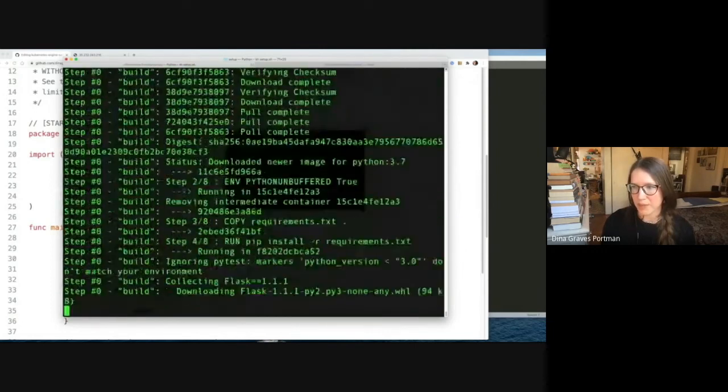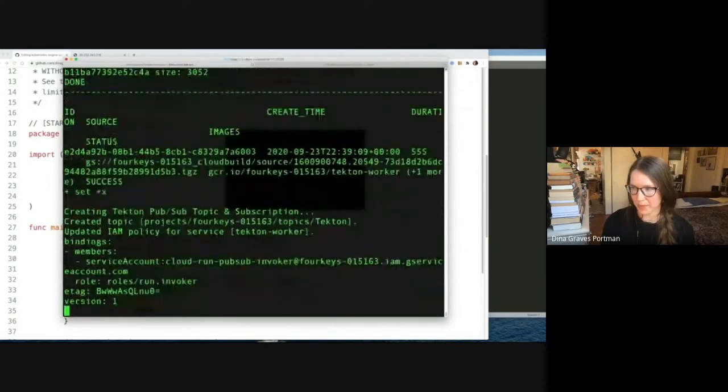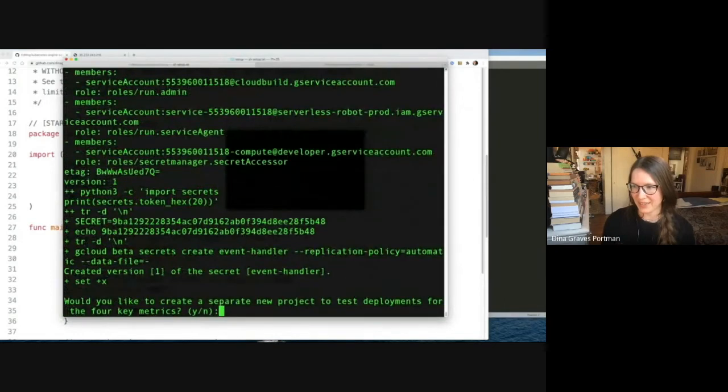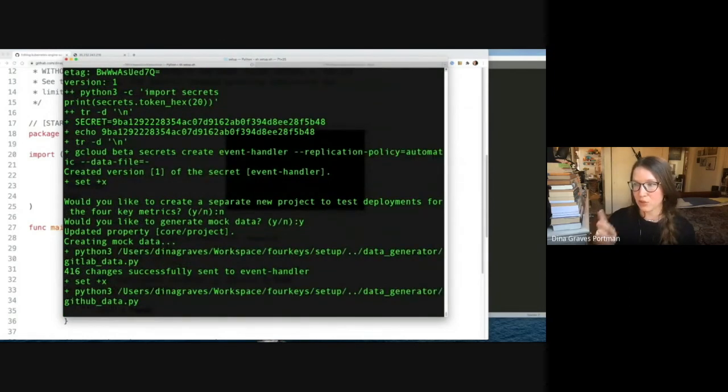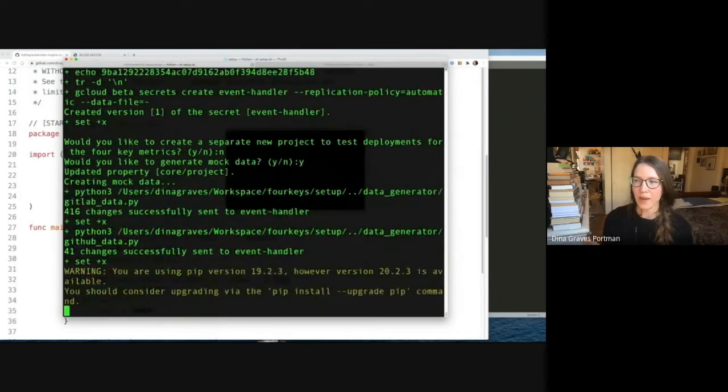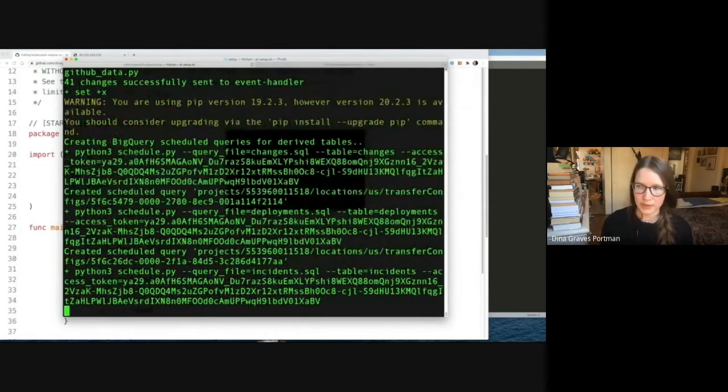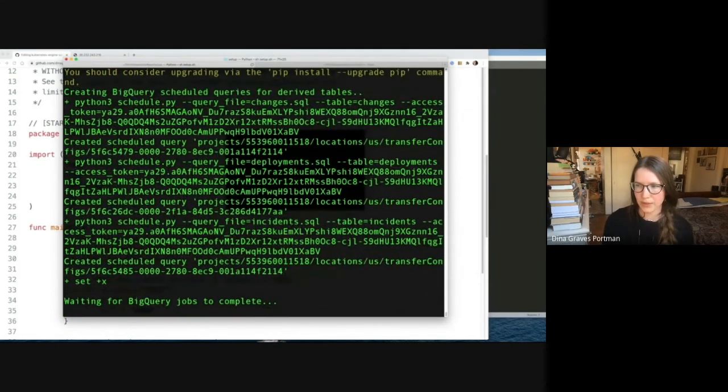It's going to create BigQuery tables. Now it's asking us if we want to create a separate new project to test deployments. I'm saying no because I have a project. I just want to use it. And I do want to generate mock data just to play with the dashboard a little bit. So it creates mock data, and then it schedules all our queries.